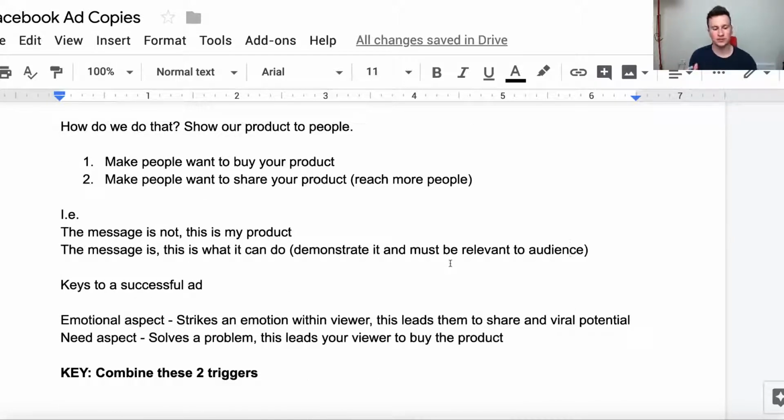And then the keys to a successful ad. So there's the emotional aspect. This strikes an emotion within the viewer. So when they see your ad, they feel some kind of emotion, and this is what leads people to essentially want to share it with their friends.